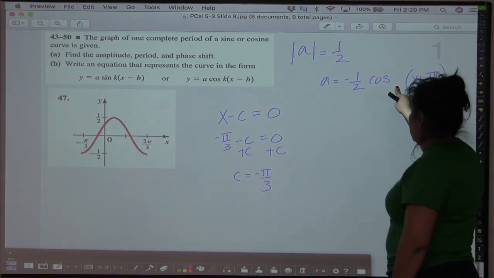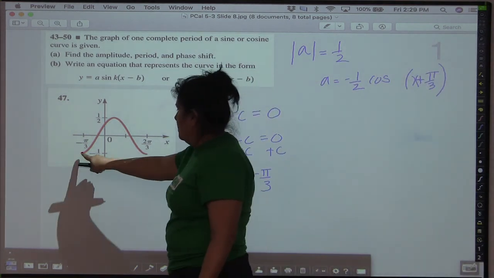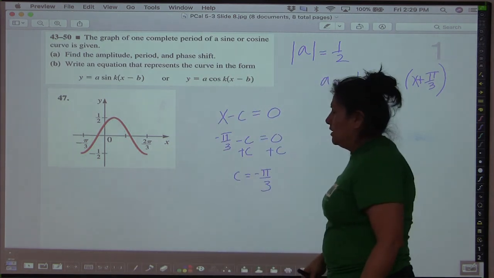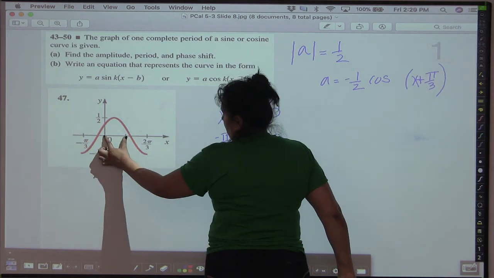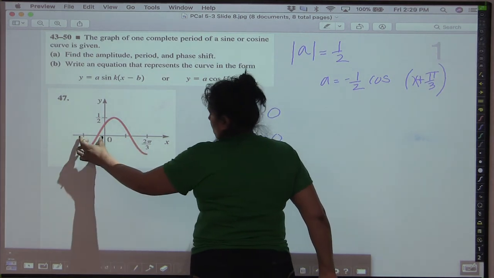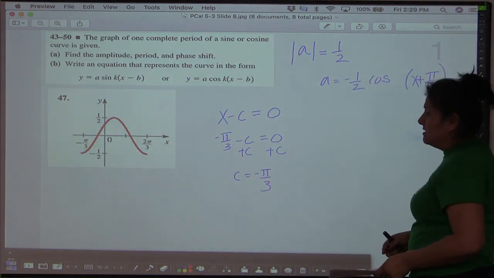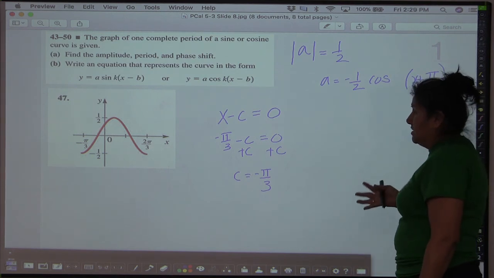And then we have to figure out our b. We have to figure out our period. So one full cycle starts here and ends here. It looks like, if you can see it, this is negative 1/3, and this is 1/3, and that's 1/3, because this is 2/3, right? So 2/3 and 1/3 is 3/3. So it appears that my period is pi, because it's 3/3 of pi, which is just pi.